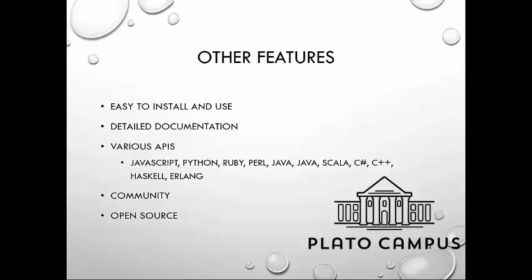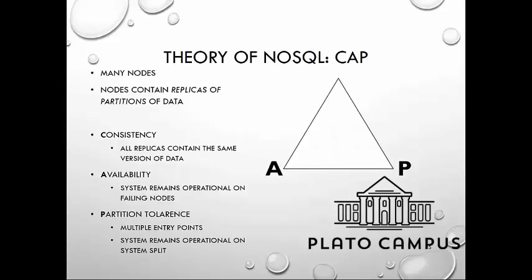Now, the other features of MongoDB: as it's open source, it's very easy to get. Second, it's very easy to install and use, and it's compatible with every OS. We can install it on Unix, Windows, Linux, anywhere. Another thing is that MongoDB supports different APIs, that means Python, Ruby, Perl, Java, C++ and others, and obviously it's open source.